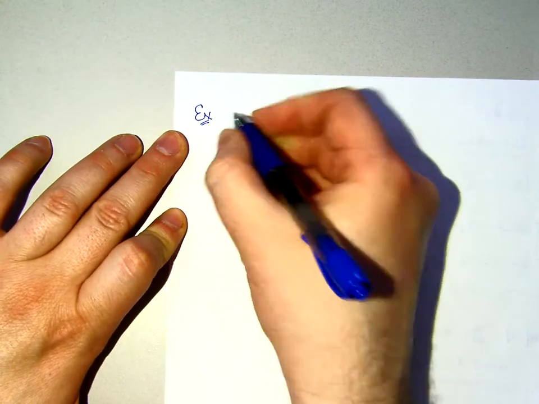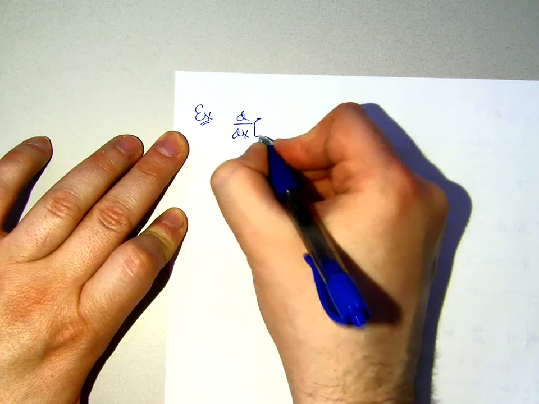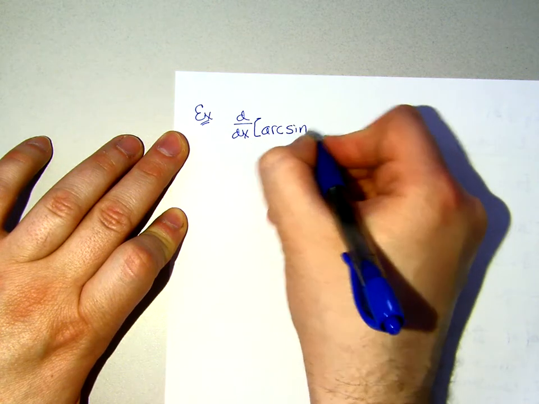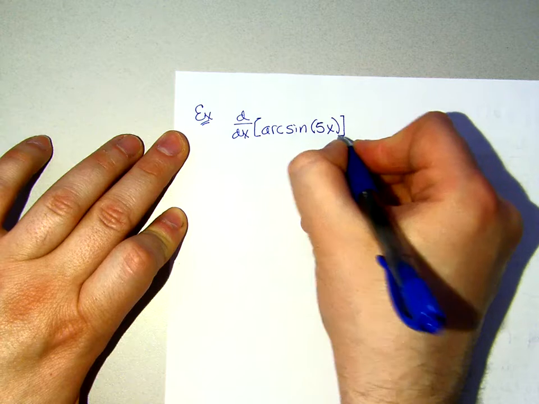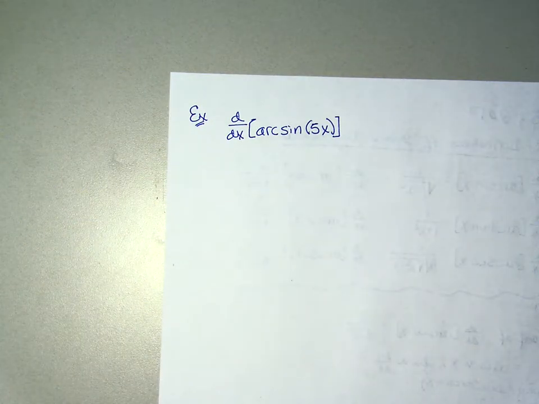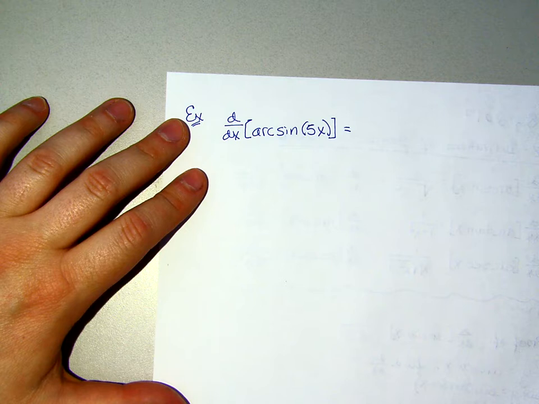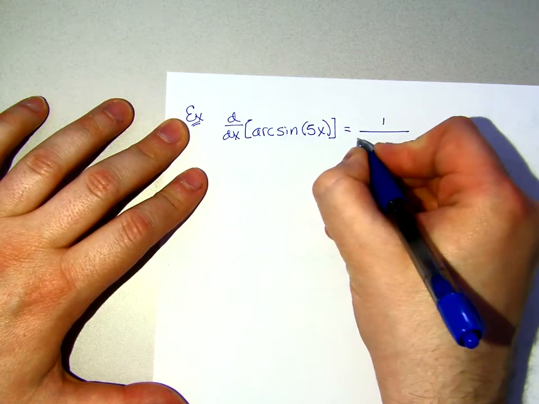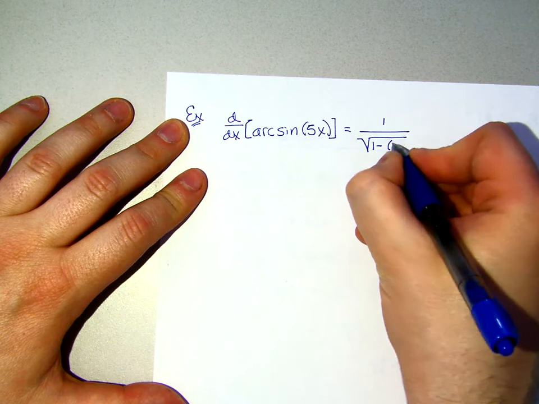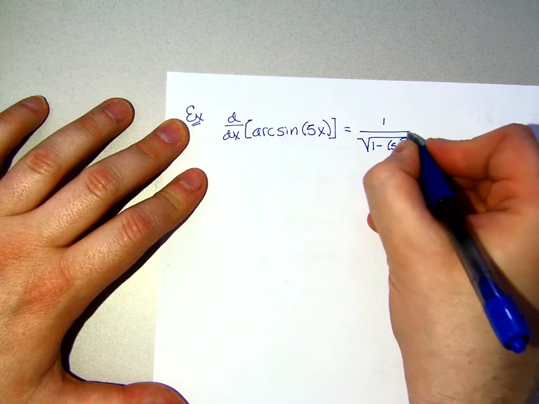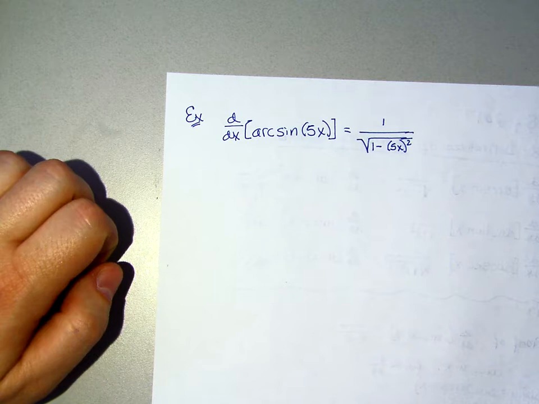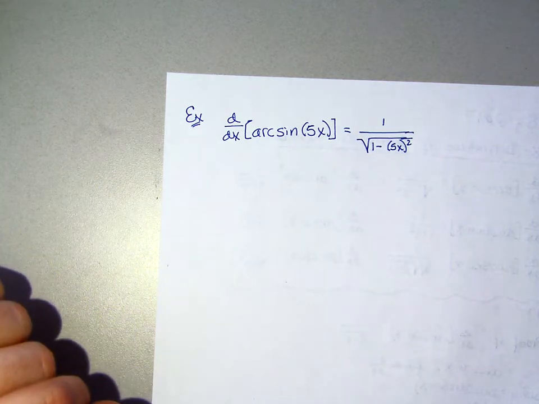First example. Let's find the derivative of the arc sine of not x, but 5x. Before we even start plugging things in, what rule do you think we're going to need to use here? Chain rule, because there's something inside your arc sine. Okay, so the derivative of the arc sine is one of our new 6 formulas. That says it should be 1 over the square root of 1 minus that 5x thing in parentheses squared. I'll clean that up in a moment. That's the derivative of the arc sine part.